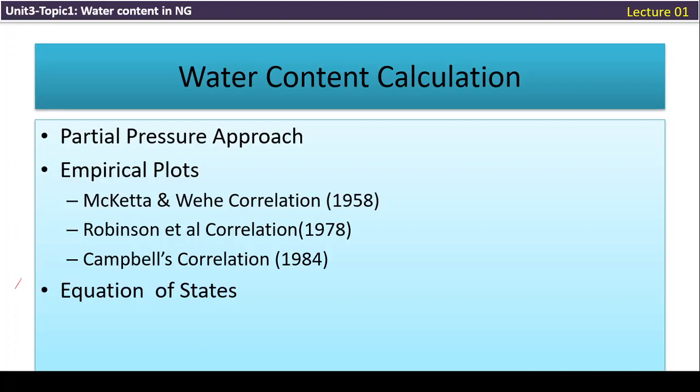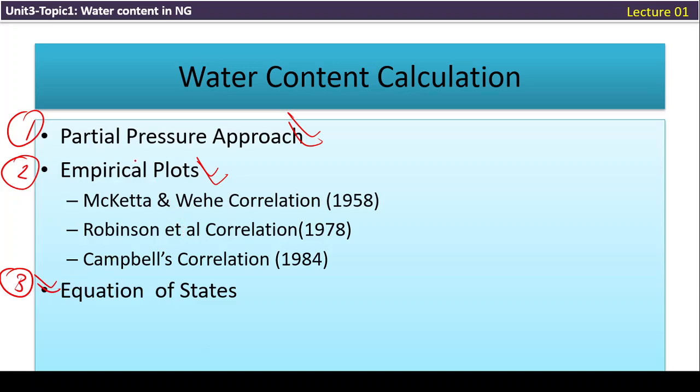In this video, we are going to discuss the calculation of water content in natural gas. We have different methods for the calculation of water content. One method is the partial pressure approach. The second method is empirical plots, where empirical correlations are available. And the third method is the equation of state, where we can use the available equations of state.